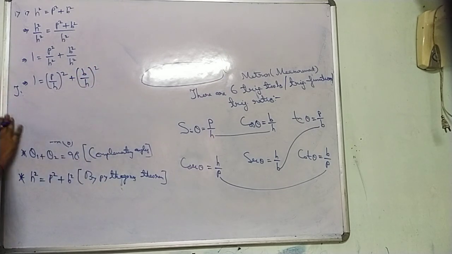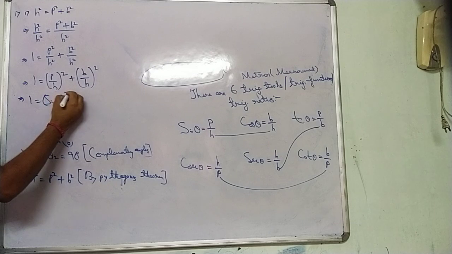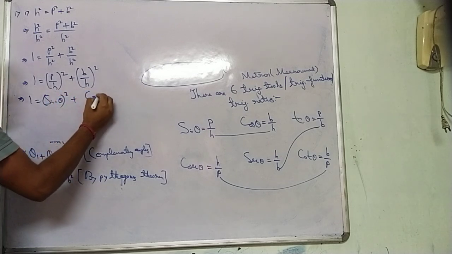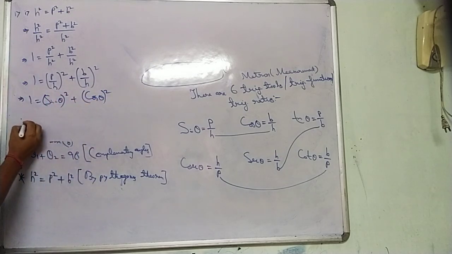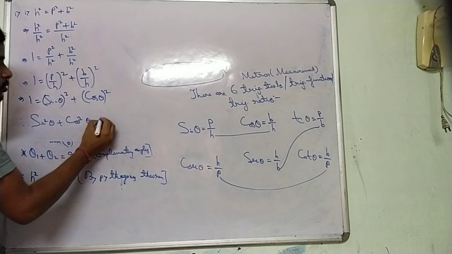Now tell me what is p by h? P by h is how much? It is sine theta. Okay. What is b by h? It is cos theta. So we find that sine square theta plus cos square theta is equals to 1.